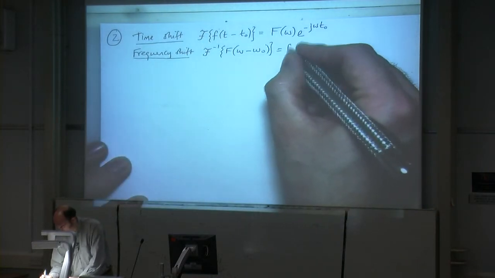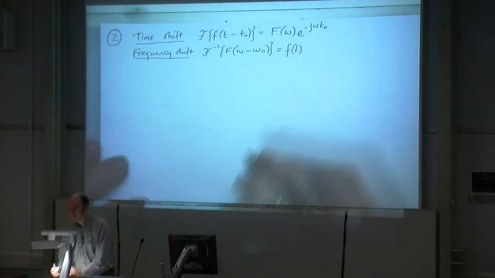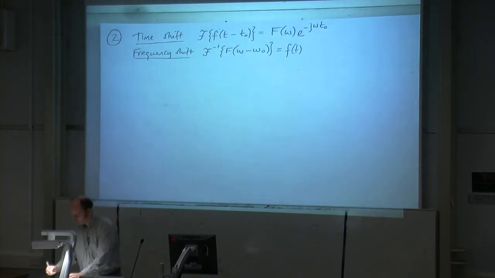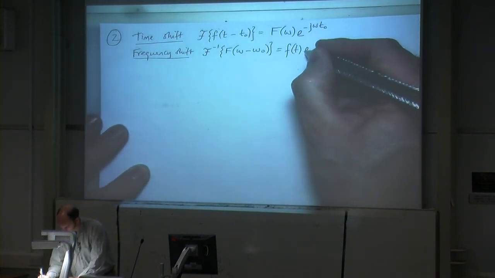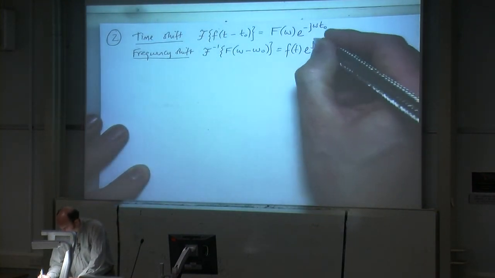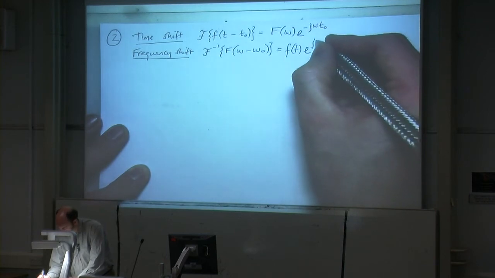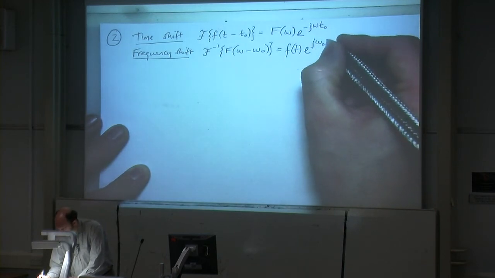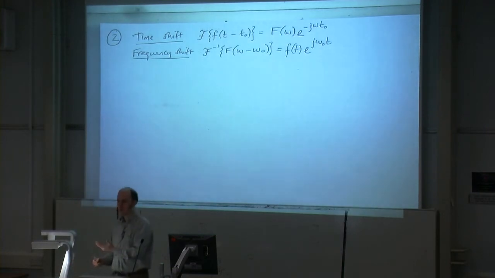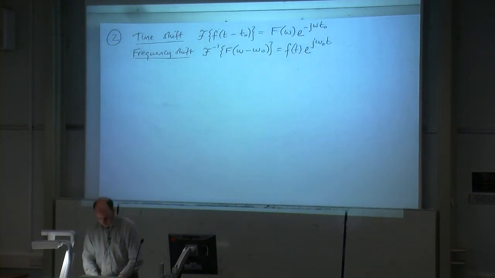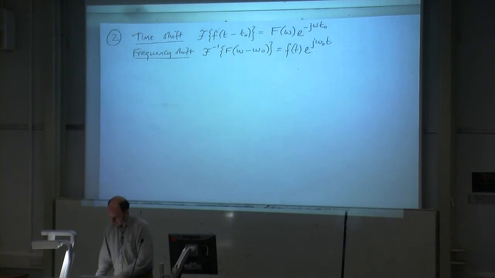You have your time function, as if it was centered on 0, but then it's multiplied by an exponential. And this exponential is e to the j omega naught t, so it's not minus, it's just plus j, where omega naught is how much you've been shifted over. So these two examples I'm going to go through now apply those principles.